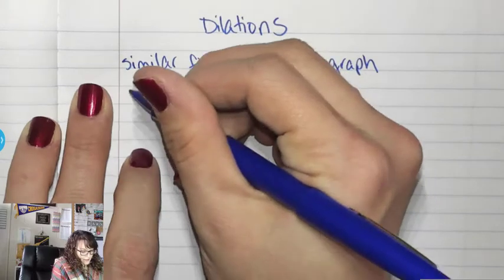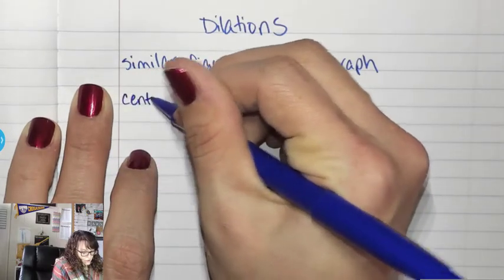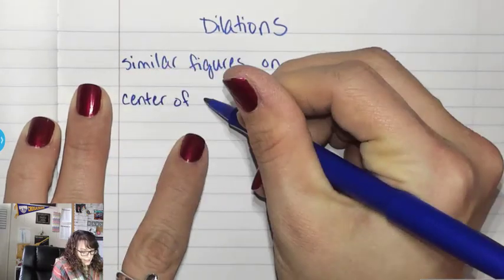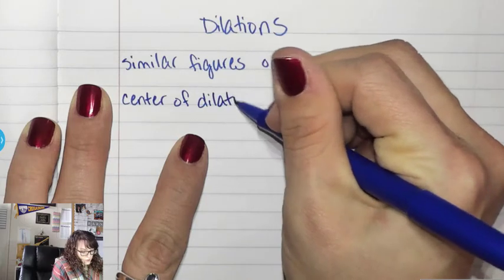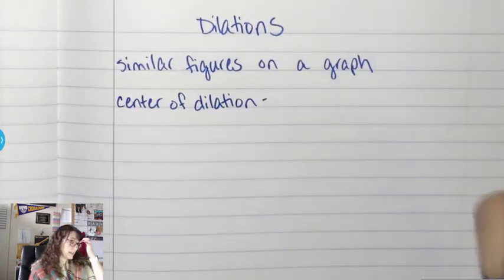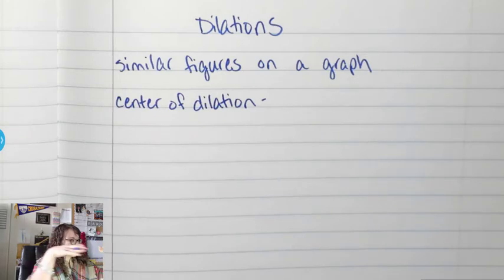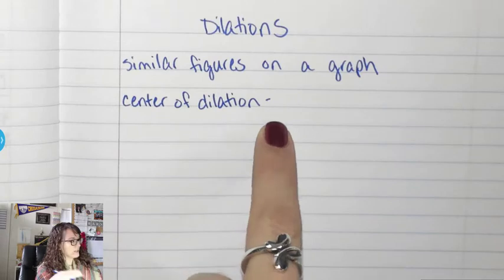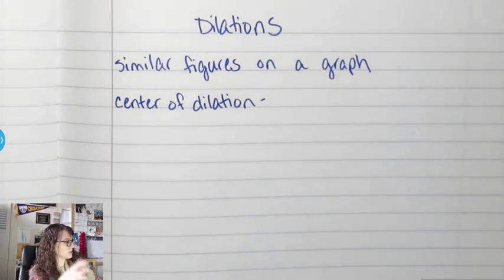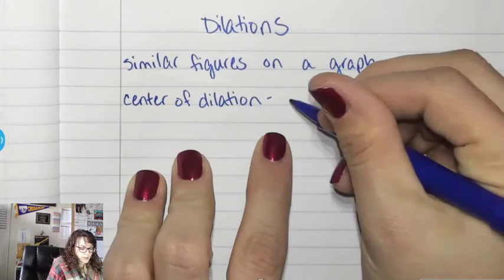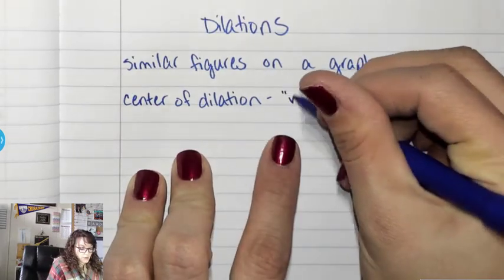There's something called the center of dilation. You know how I said in art, y'all have that vanishing point where everything is kind of focused towards that one point? That's our center of dilation. Everything comes and goes off of that point. So it's our vanishing point.